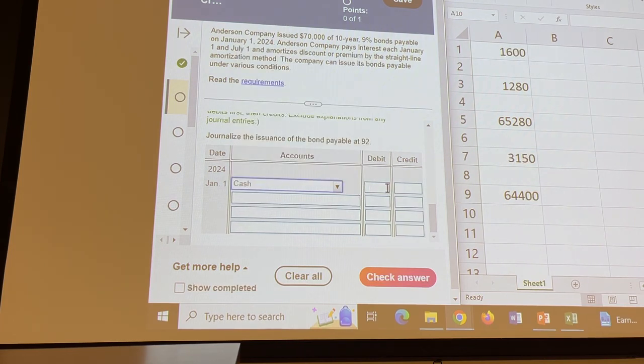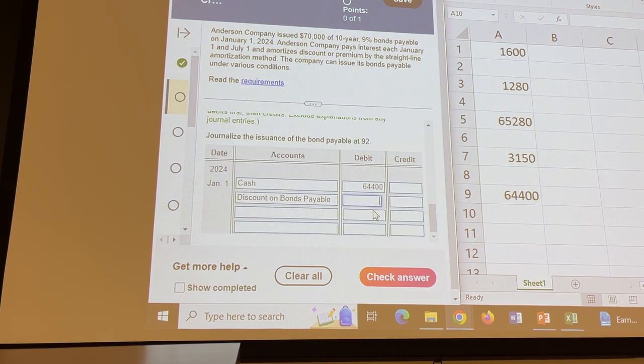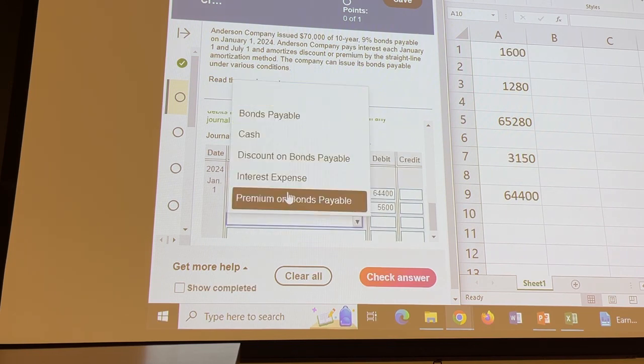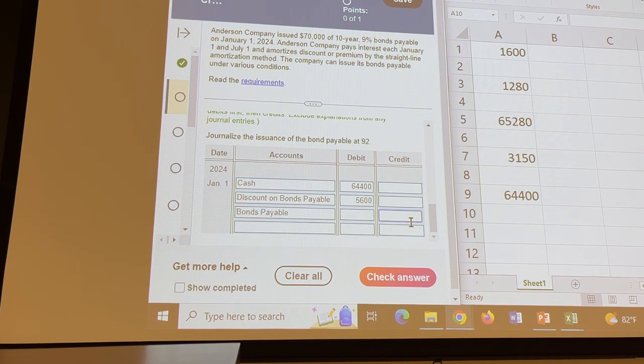So we'll debit cash, $64,400. And then the discount on bonds payable will also be debited. So that will be for the difference between $70,000 and $64,400. So that's $5,600. And then we'll credit bonds payable, and that's always going to be based on the face value of the bonds. So that's going to be for $70,000.